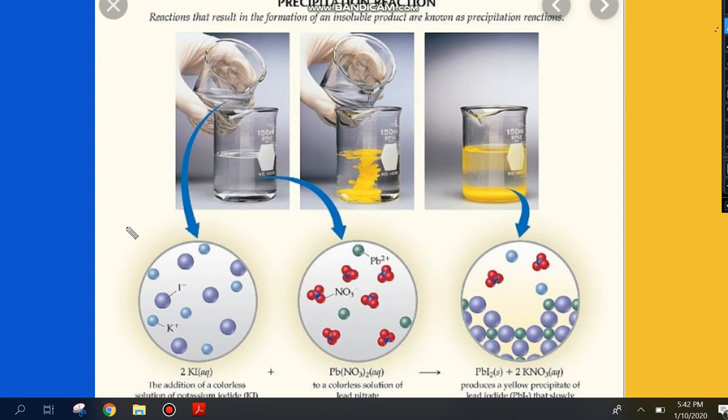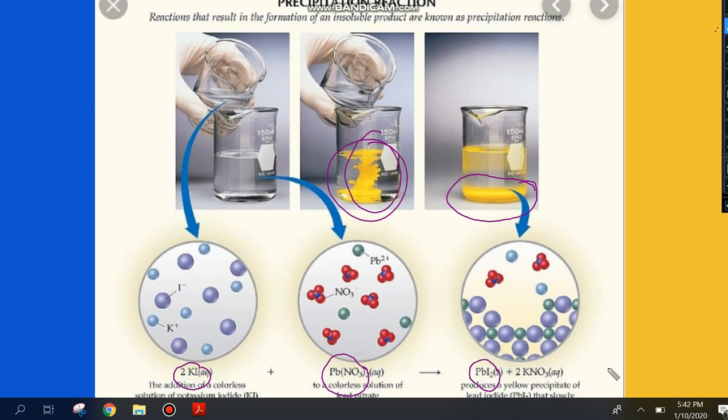We have done this reaction in class where we have potassium iodide here, and we react it with lead nitrate, and we got this bright yellow liquid. I'm sure you guys remember that. And then at the end, after we let that reaction settle, we got this precipitate. And this precipitate here is this lead iodide.